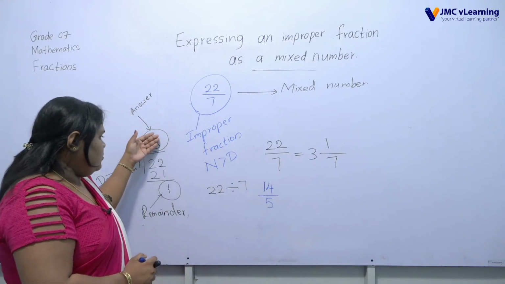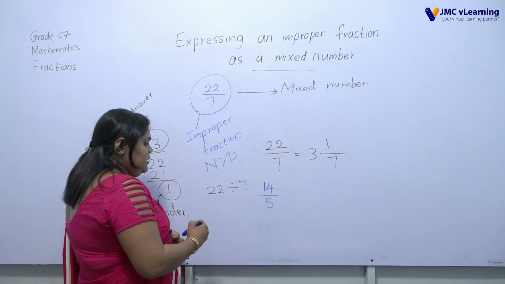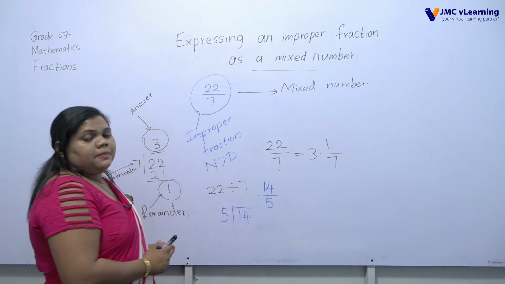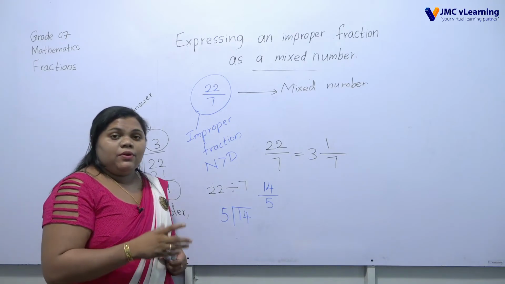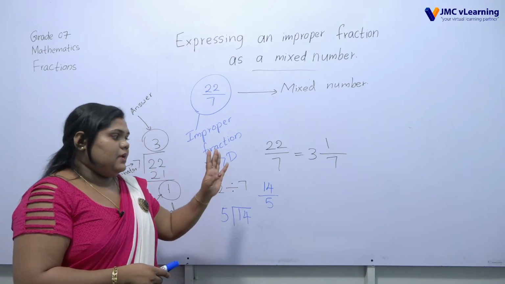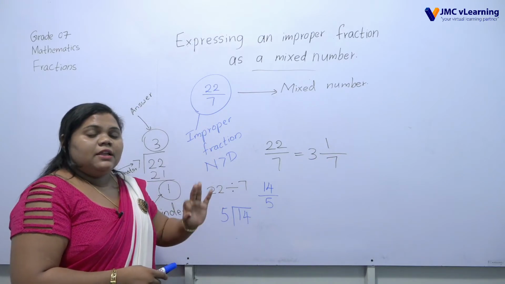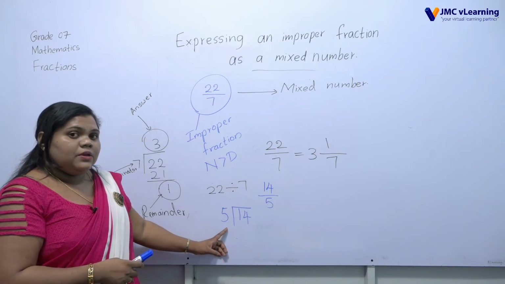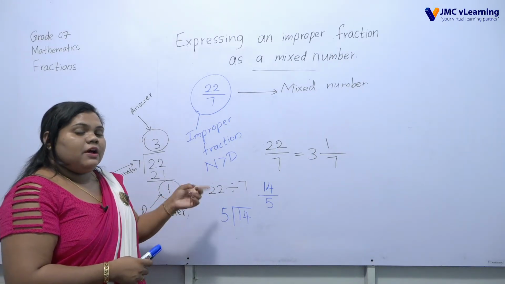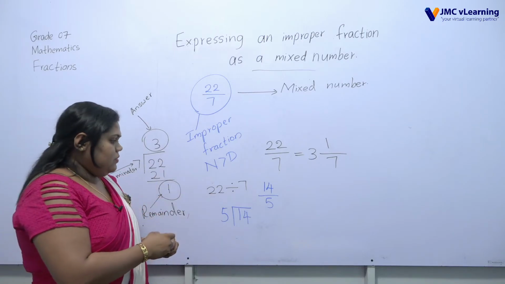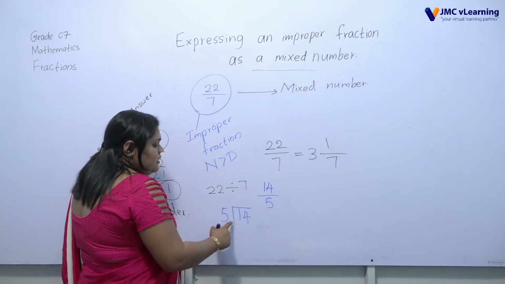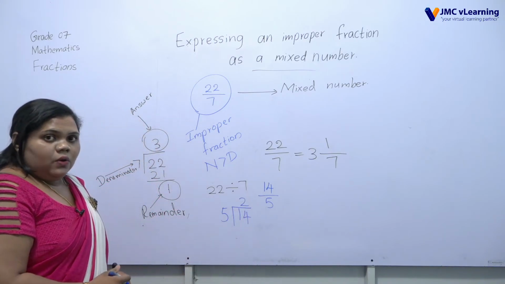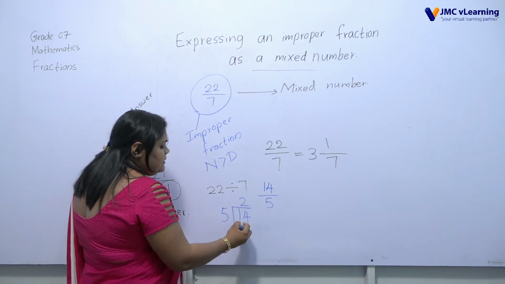So you have to use the same method. It means this 14 we want to divide by 5. How many 5s in 14? I think you already know the 5 times table. 5 times 1, 5. 5 times 2, 10. 5 times 3, 15. Now what is the nearest one? You want to get the smaller one. So 5 times 2, 10. There are 2 5s in 14. So 2 times 5, 10.